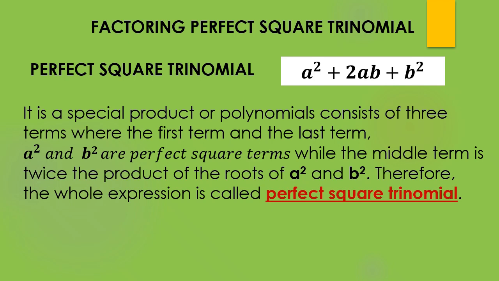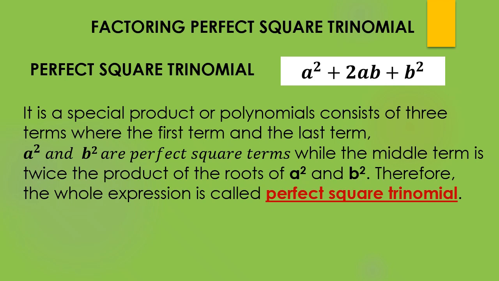The product of the roots of a squared and b squared. When we say roots, the square root of the first term and the last term. What is the square root of a squared? It is a. The square root of b squared is b. So therefore, twice the product of the roots of a squared and b squared would be 2ab.